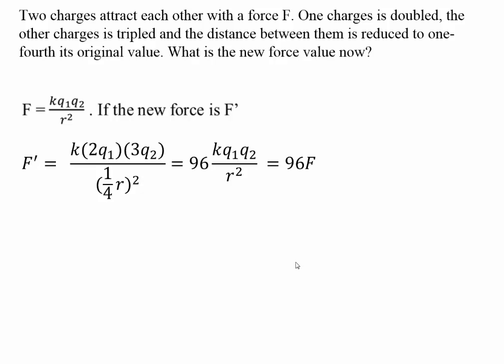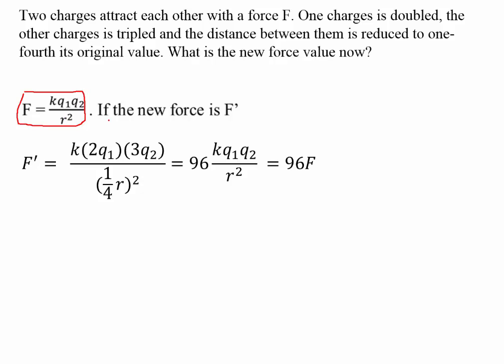Two charges attract each other with a force F. One charge is doubled, the other charge is tripled, and the distance between them is reduced to 1/4 its original value. What is the new force value now? Well, we use the known equation for the force between two charges, F equal to K Q1 Q2 over R squared.